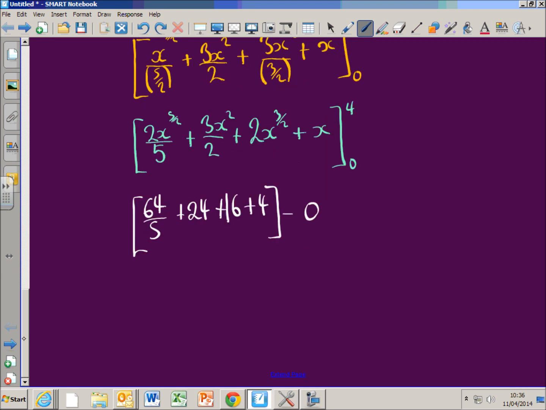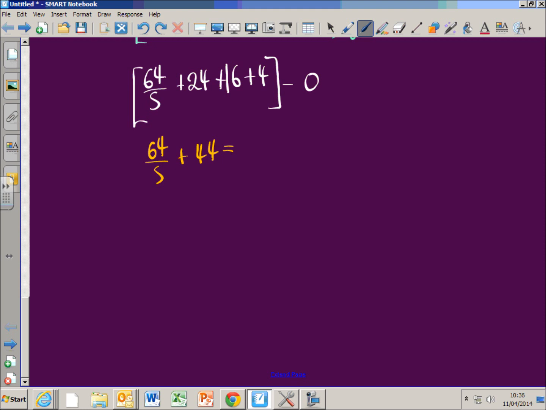Okay? So all I've got to do is just add this bit up. So it's going to be 64 over 5, and I'll add all this bit up. That's 30, 40, that's 44, I think. Is it? Okay, we'll just add those bits up. What do you get? 10, 12, 12 and 4/5, is it? I think that's 12.8 plus 44. 56.8.